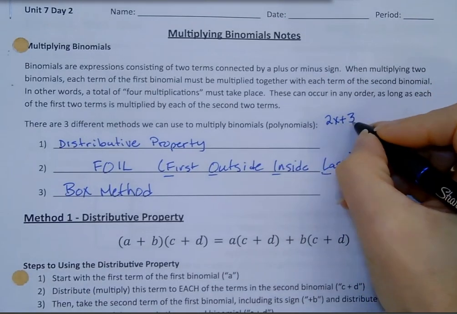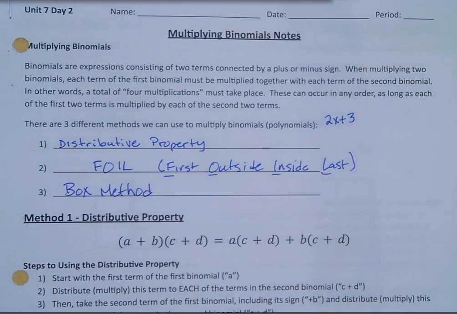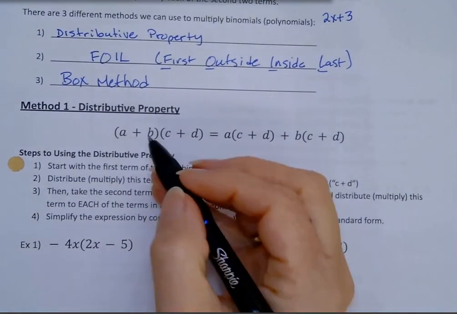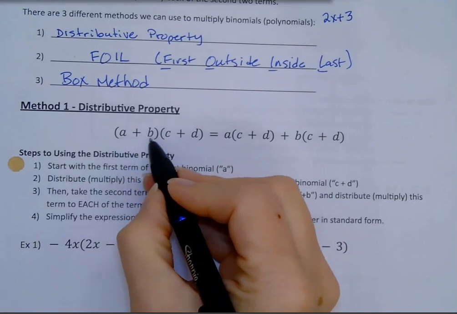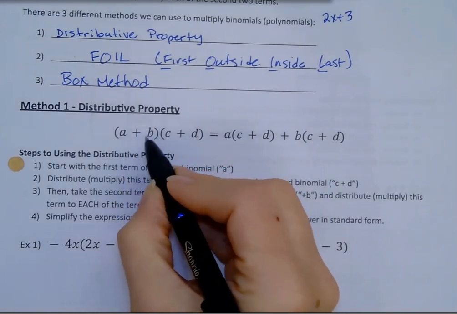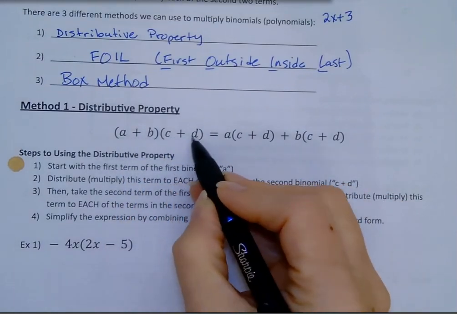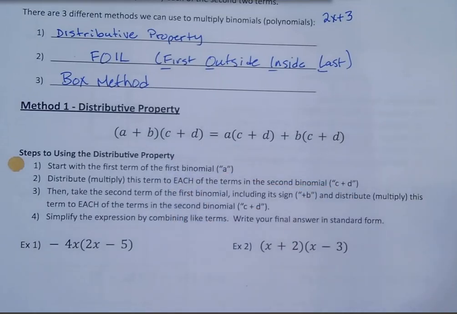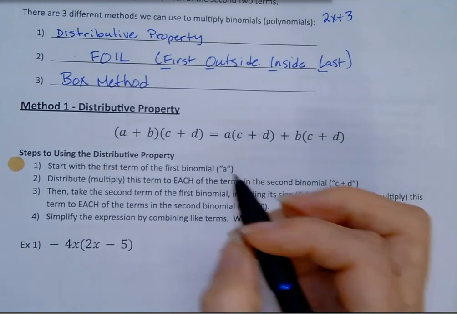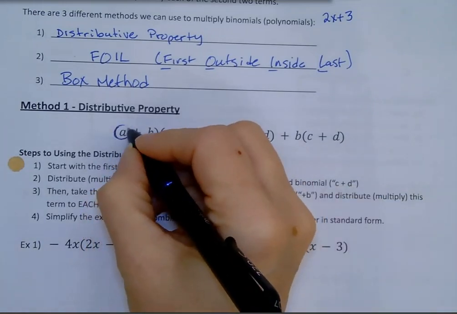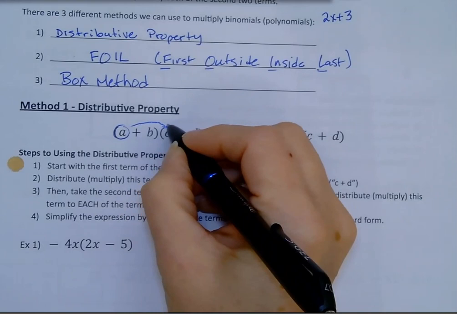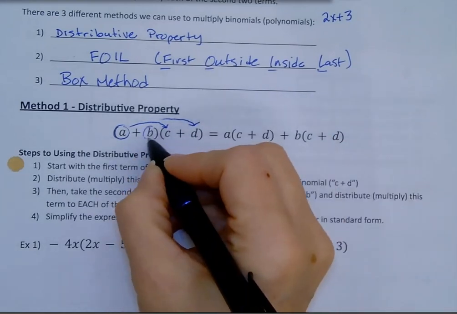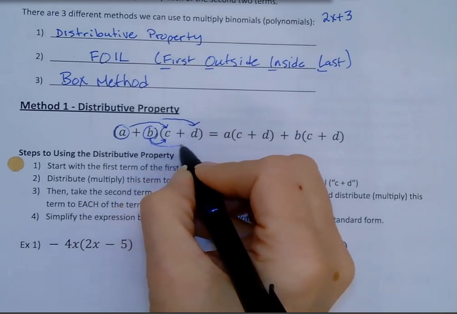Okay, I have 2 different terms. So if we use the distributive property, we have some binomial, something plus something. So it's a binomial because it's got 2 terms. We're multiplying it by another binomial where we have 2 terms. One is C and one is D. Using the distributive property, I'm going to multiply A times everybody over here. And I'm also going to multiply B times everybody over here.